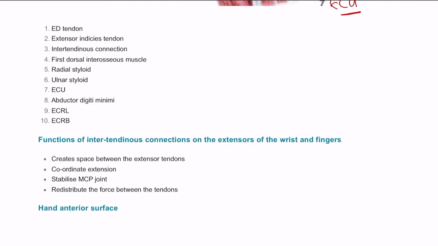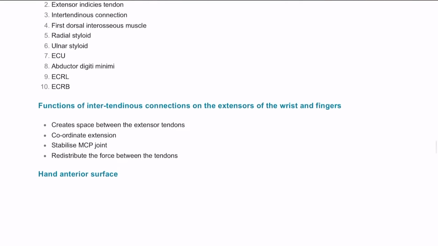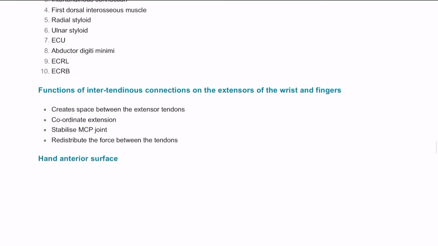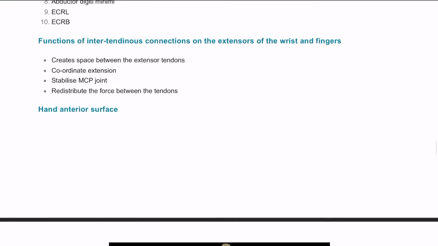The intertendinous connections create some space between the extensors, and they coordinate the extension and stabilize the joint, the metacarpophalangeal joint, and also redistribute the force.